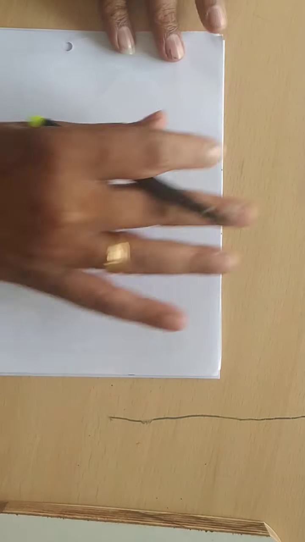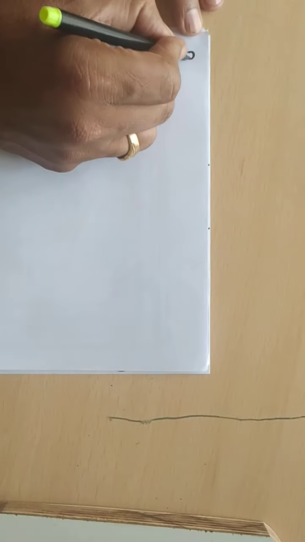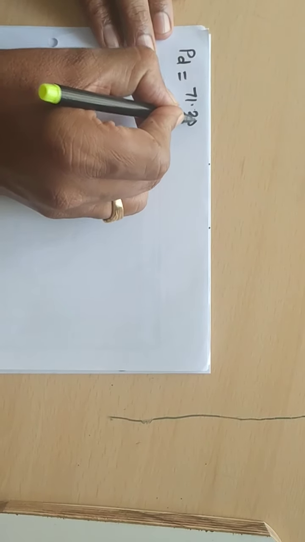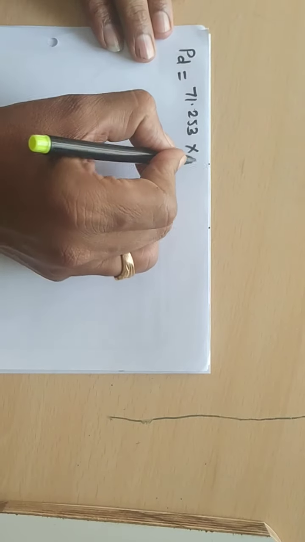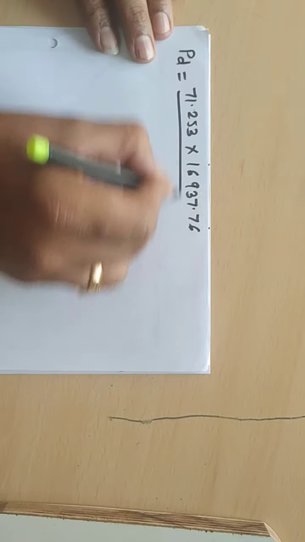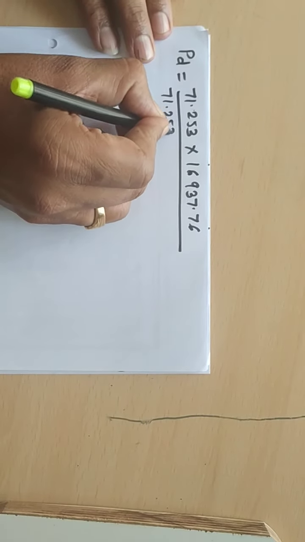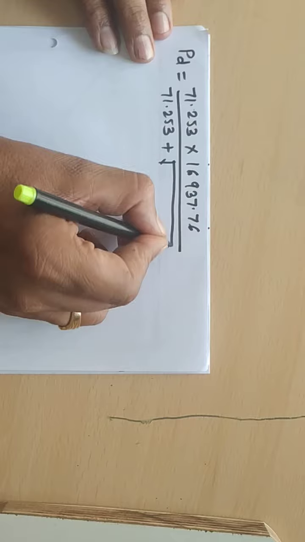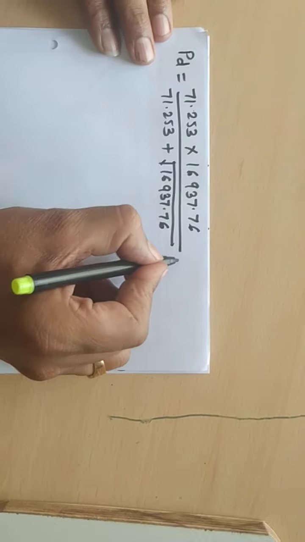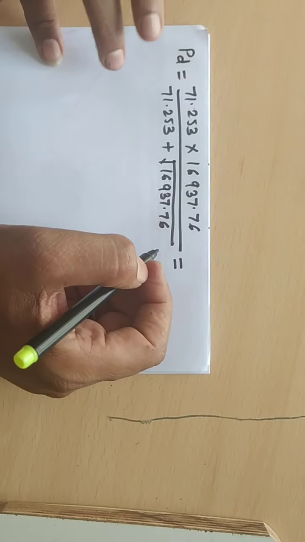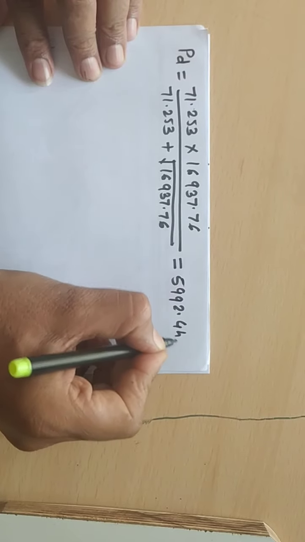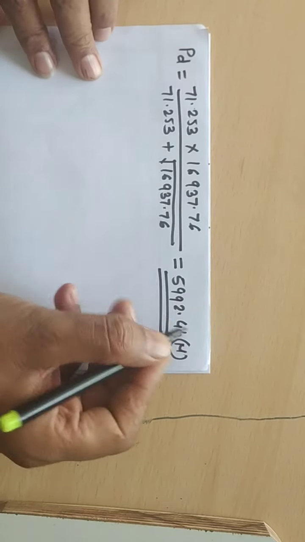16937.76. Now put this value in the equation. Dynamic load PD is equal to 21V, that is 71.253, multiply by CEB plus PT upon 21V plus under root of CEB plus PT, with the same terms, 16937.76. You have to find out the value of PD, that is the dynamic load. This dynamic load is 5992.44 Newton. This is the value of dynamic load.